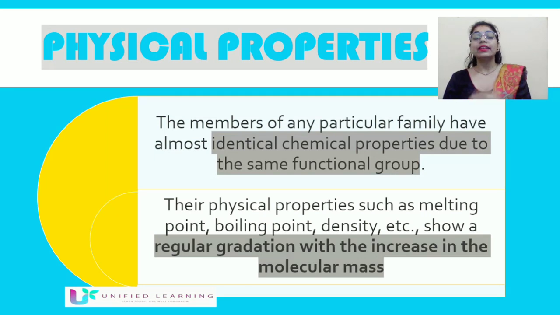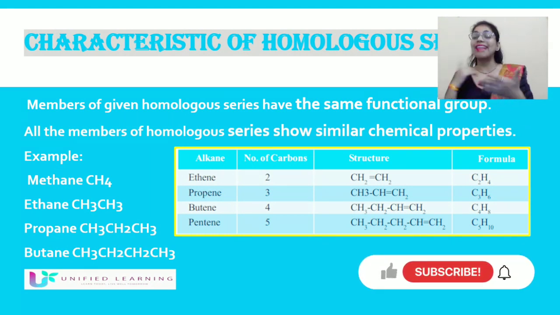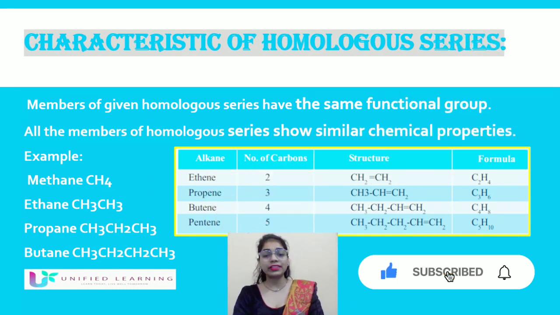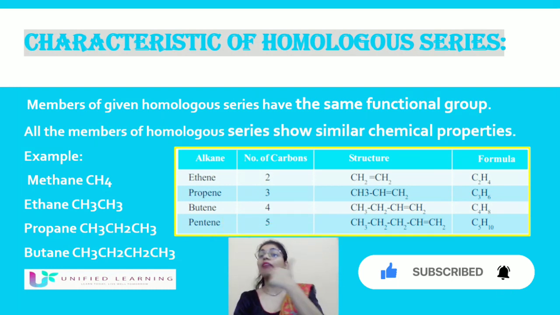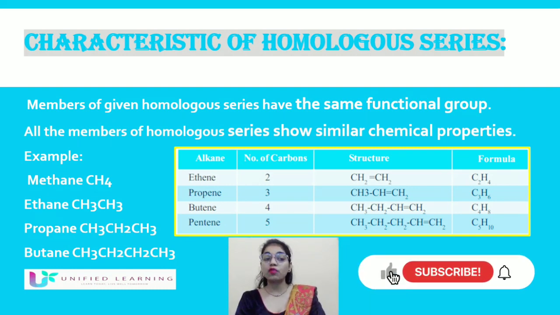If I say identical chemical properties are due to the same functional group, we just talked about the functional group, that is CH2. That's why we can say similar chemical properties and different physical properties. Characteristics of a homologous series: members of a given homologous series have the same functional group, that is CH2. In methane we have CH4, in ethane C2H6, in propane C3H8, and then we have butane in the same manner.